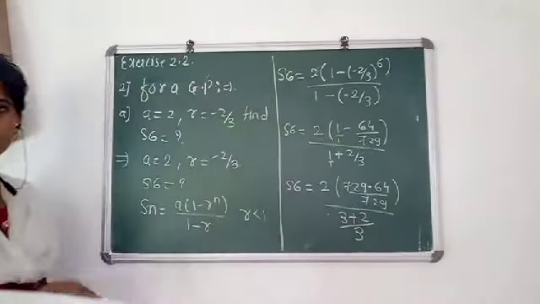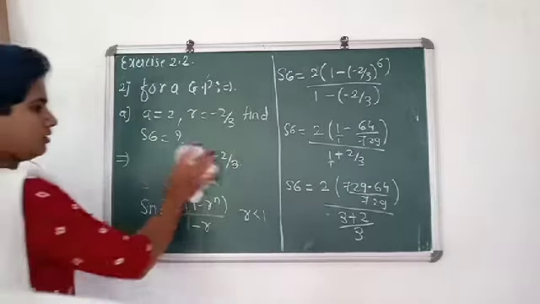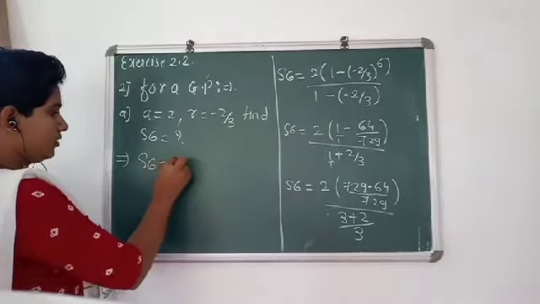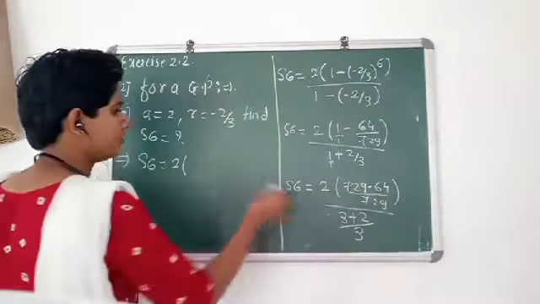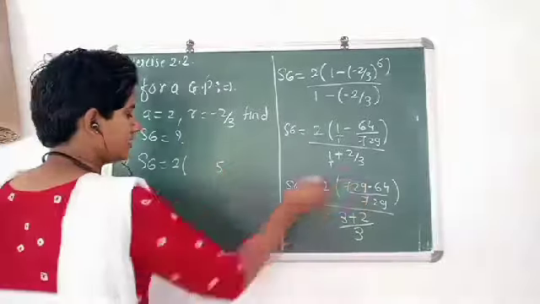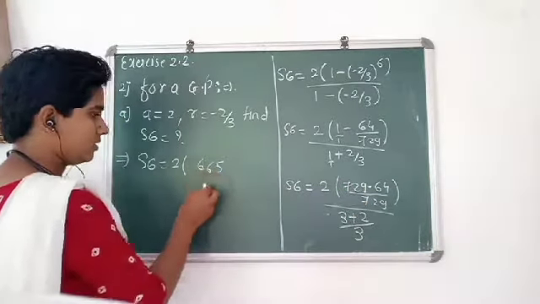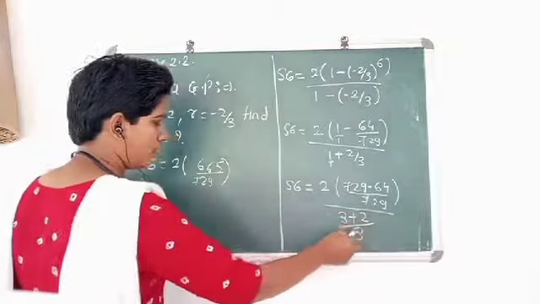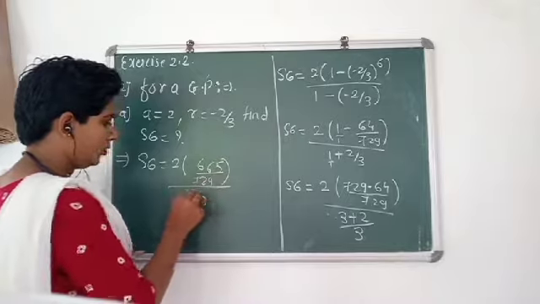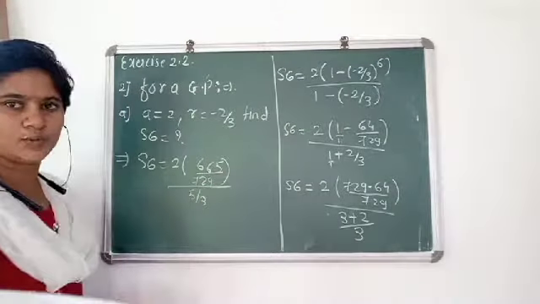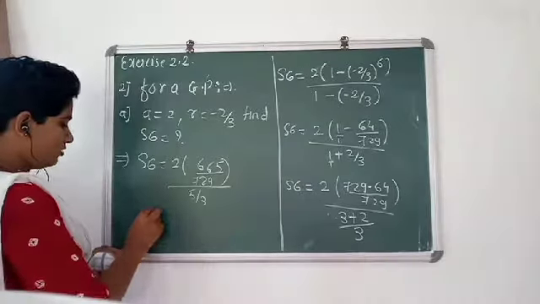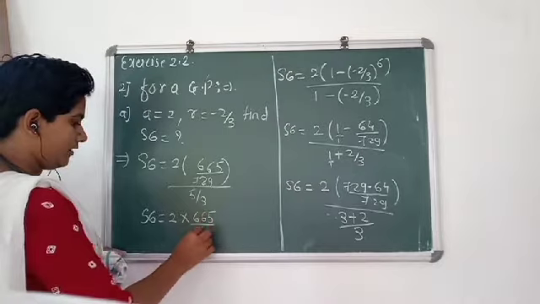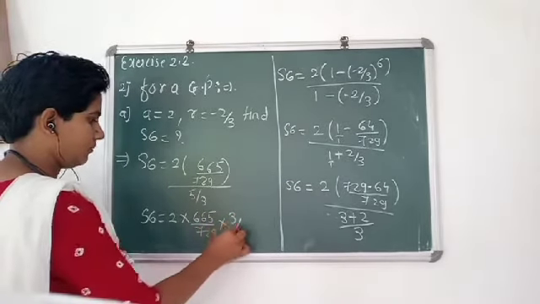After solving this we get 729 minus 64 upon 729. S6 is equal to 2 inside the bracket, 9 minus 4 is 5, 12 minus 6 is 6, and here 665 upon 729. So 3 plus 2 is 5 by 3. So this whole division goes to the numerator as the reciprocal of 5 by 3. So we get S6 is equal to 2 into 665 upon 729 multiplied by 3 by 5.